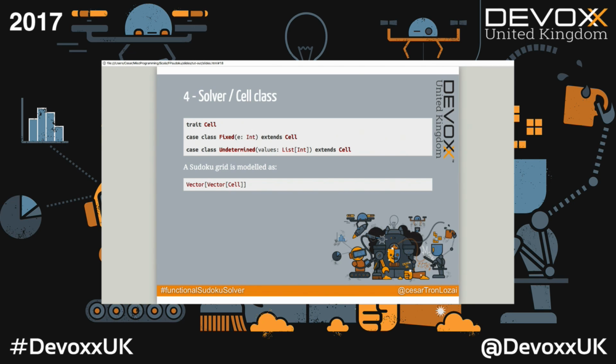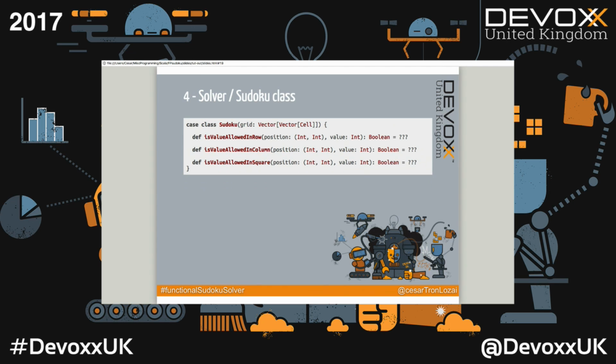So when I'm going to pass my problem as a CSV, for instance, I'm going to create a fixed cell when I have a number, and I'm going to create an undetermined cell with all of the possible values from 1 to 9 otherwise. And then my problem is going to be a vector of cell. So I'm going to create a Sudoku class, which is going to have one attribute, a grid, a vector of cell. And I said Sudoku has 3 rules, so I'm going to implement 3 methods.